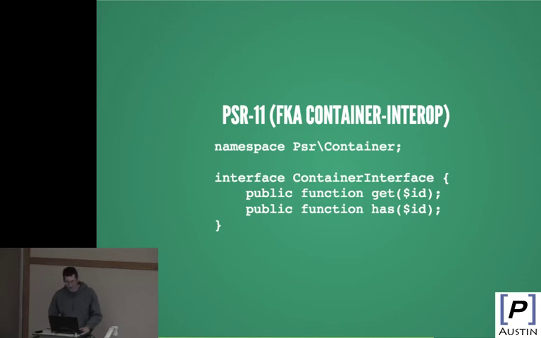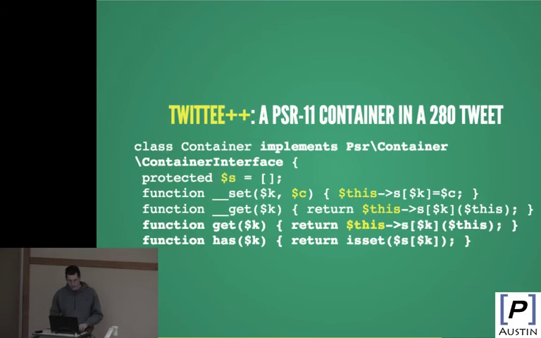And I took the liberty of, now that we have 280 character tweets, building in PSR 11 into the original Twitty service container. So added a couple methods and the implements tag, and ended up with something that still fit in a tweet, just a longer tweet.